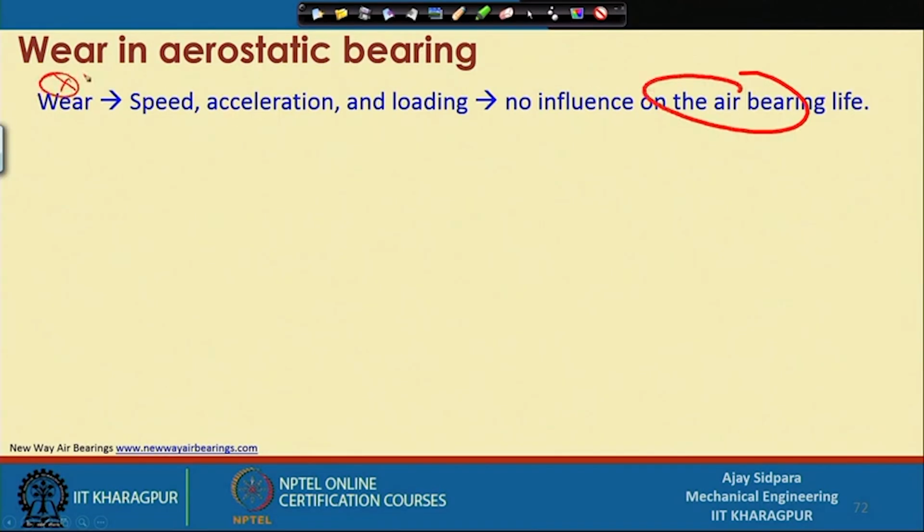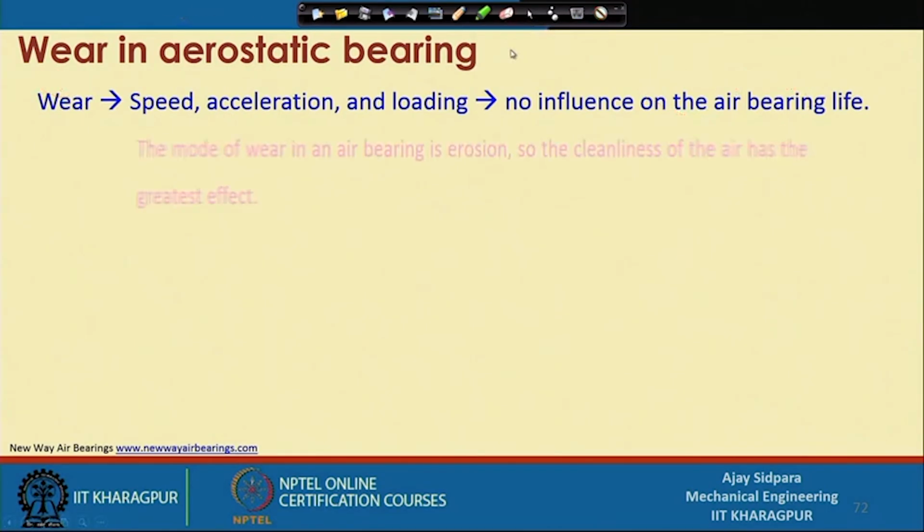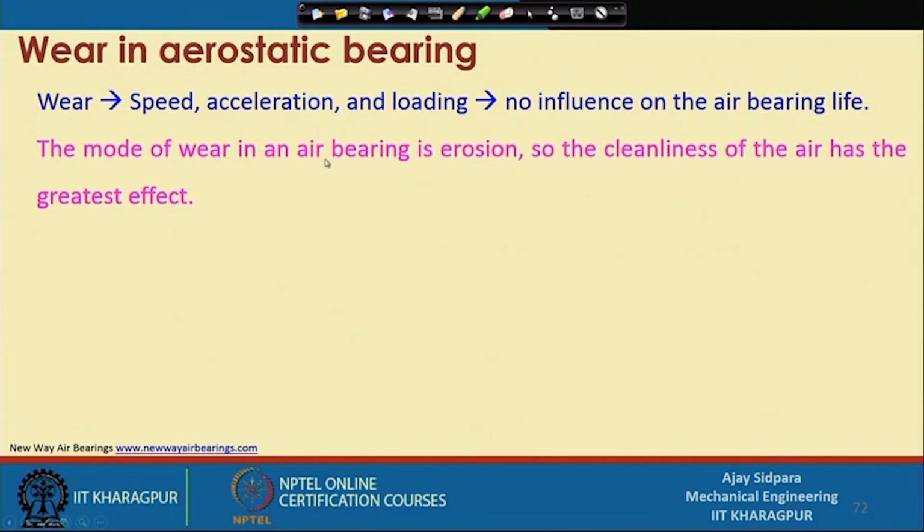So, wear is not a problem, because there is no coupled component or physical contact of the surface. The mode of wear in the air bearing is erosion. So, the cleanliness of air has the greatest effect. This is the only way, but it can be reduced or completely eliminated if you filter the air perfectly.